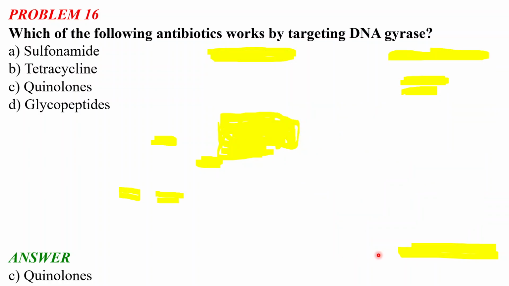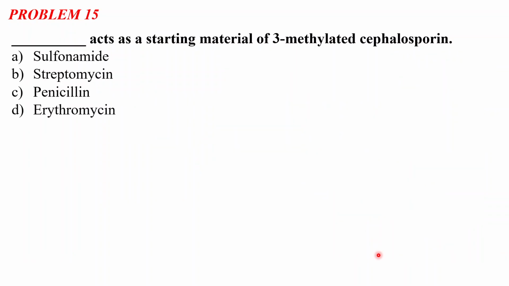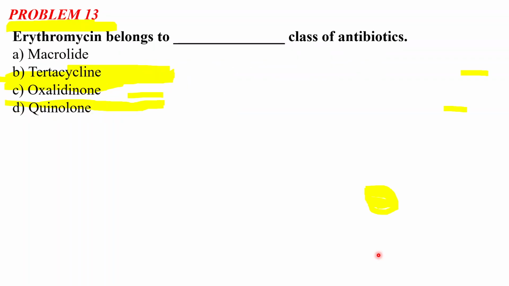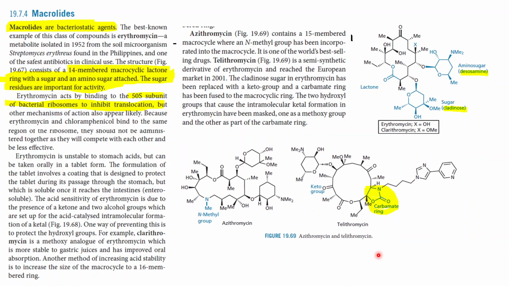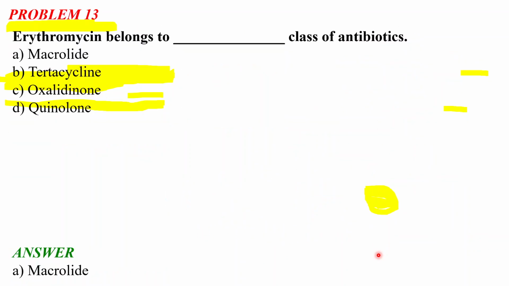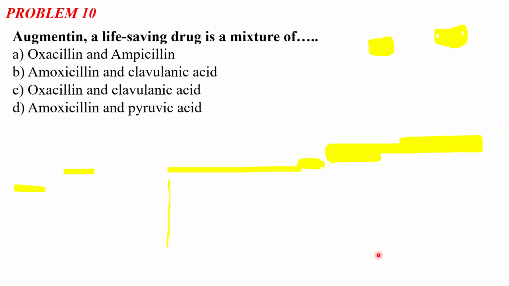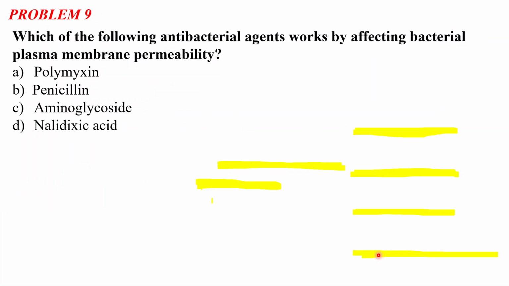Now, remembering the names: different classes have several names. For example, in the macrolides there are erythromycin, telithromycin. So whenever there is a mycin, you have to remember that it is a macrolide class of antibiotic. Okay. For example, this is also important.